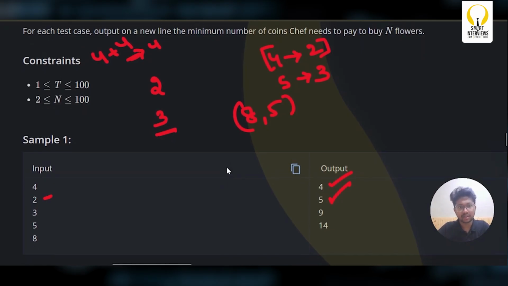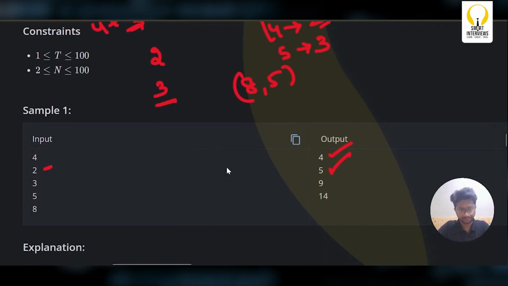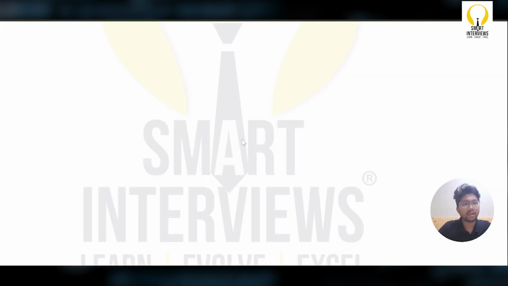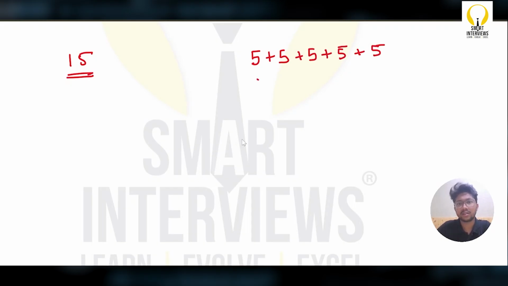Okay, now this is the problem statement. Let's discuss the approach. For example, assume that I want to buy 15 flowers. So what will you choose? I'll choose 5 plus 5 plus 5 plus 5 plus 5. With 5 coins I get 3 flowers, so 3 flowers, 3, 3, 3 and 3, nothing but 15.